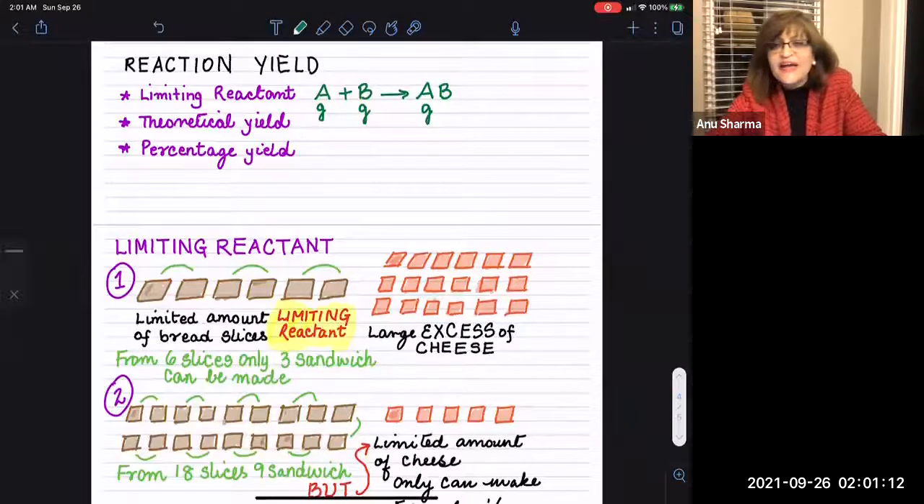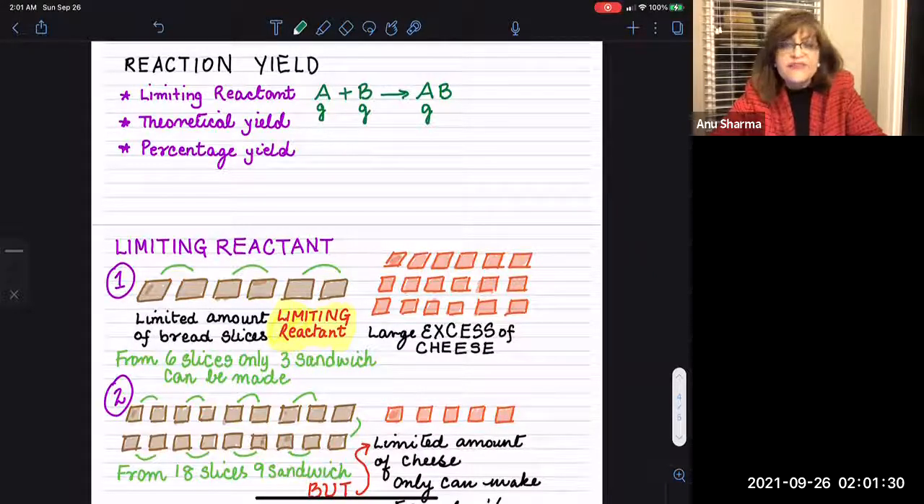Hi guys. Okay, so in this video, we are going to look at reaction yields. We will understand what the concept of limiting reactant is, and based on that, we will be calculating the theoretical yields and then the percentage yield. So first of all, what is a limiting reactant?